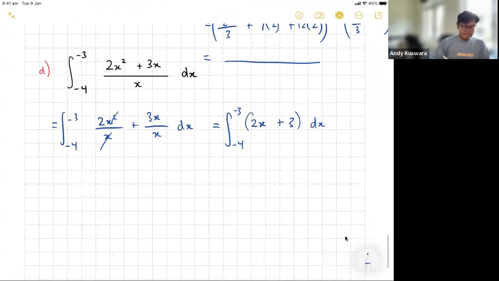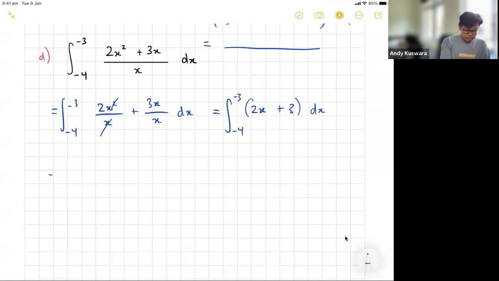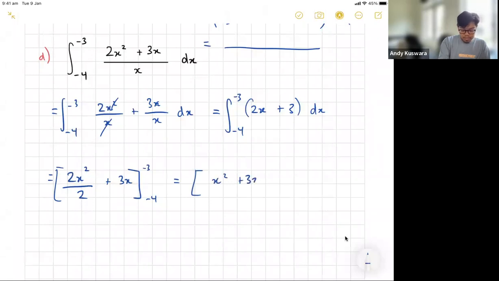Okay, now time to integrate it. I'm going to move on down here. 2x becomes 2x squared, adding 1 to the power of x, dividing by that new power. And then same with the 3. 3 becomes 3x. And we're integrating this. We're defining it between -3, -4. Okay, now again, a nicer way to say that would be x squared plus 3x. Again, between -3 and -4.